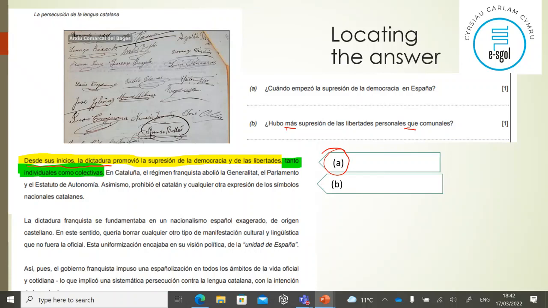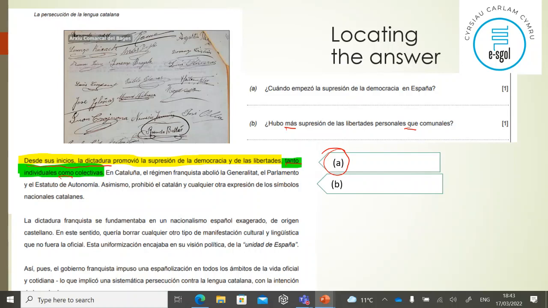And here's the answer. Dice, desde sus inicios la dictadura promovió la supresión de la democracia, de las libertades, tanto individuales como colectivas. Tanto como. As much the individual ones as the collective ones.